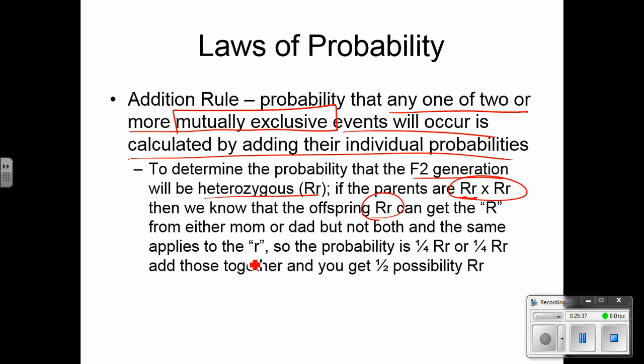And the same applies to little r. So the probability is 1/4 that you're going to get big R, little r, and 1/4 big R, little r. Add those together, and you will get a half possibility of getting big R, little r, which is what you would get if you did a Punnett square for this.